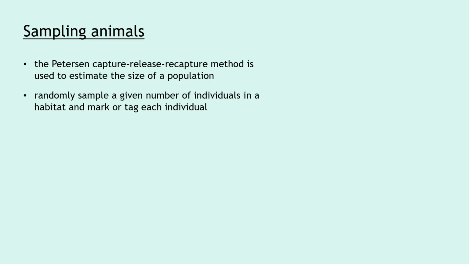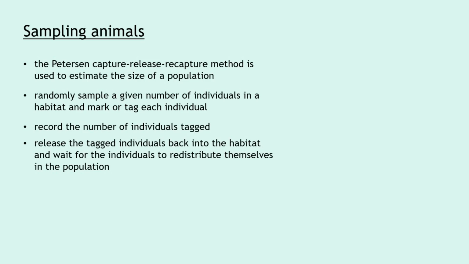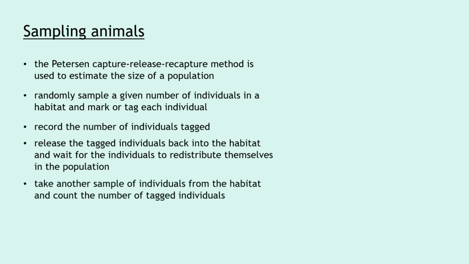the captured individuals. You then release them back into the environment, and then you wait for some time for the individuals to spread out evenly, to redistribute themselves in the population. And then you come back and you take another sample of individuals. Again, this has to be really as large as possible. And you count the number of individuals that are tagged. And then you use a bit of ratios.